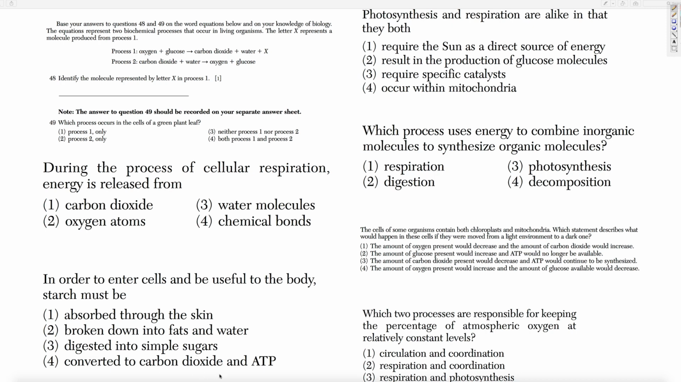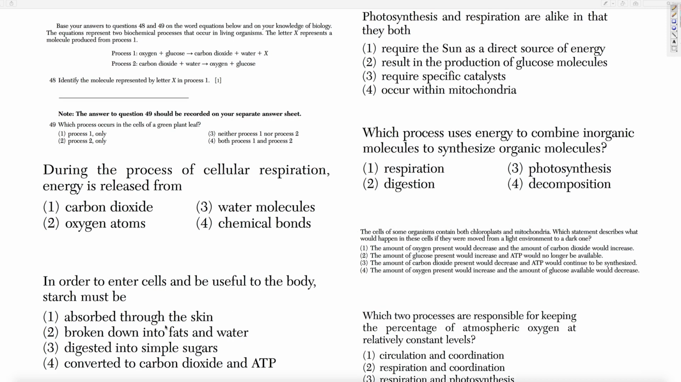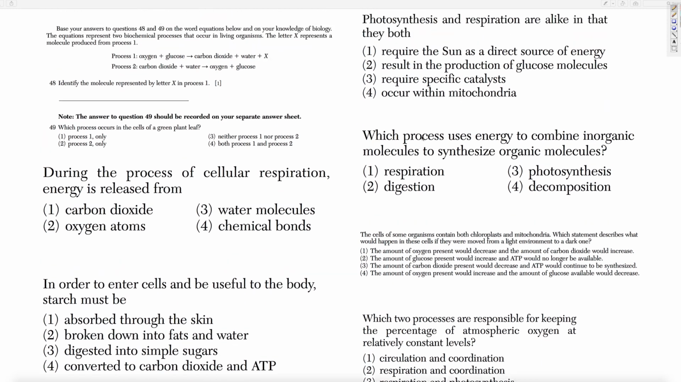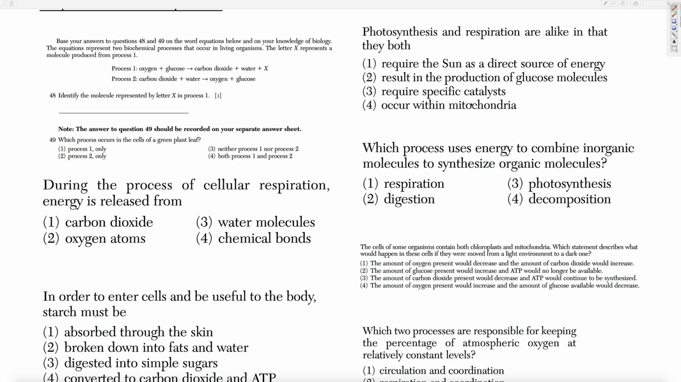Yeah, because this is cell respiration. The starch itself is not converted into carbon dioxide. Maybe after a merger, but yes, I think it has to be digested, and then those simple sugars are merged with whatever. But yeah, fine. I could see why you could think that. Fine, good question. Photosynthesis and respiration occur within the mitochondria. Require specific catalysts. No, so the answer is result in production of glucose molecules.